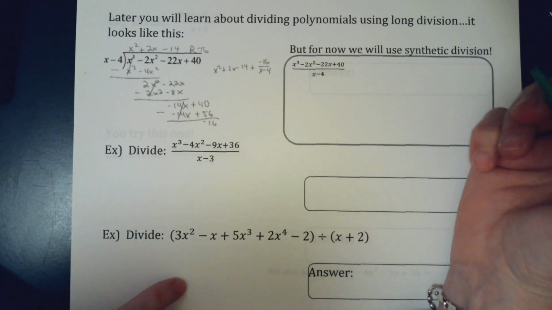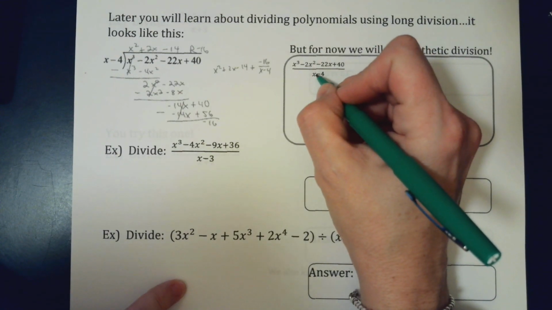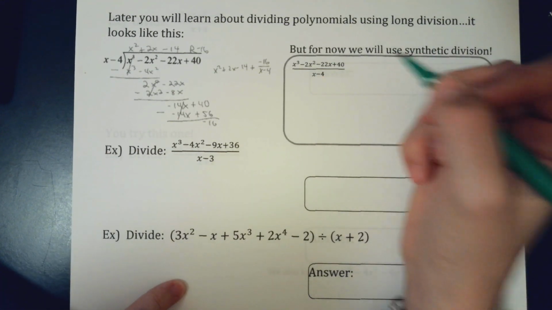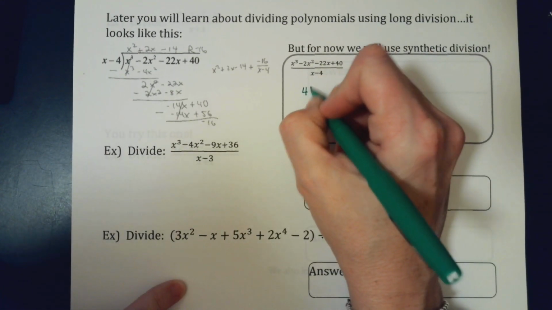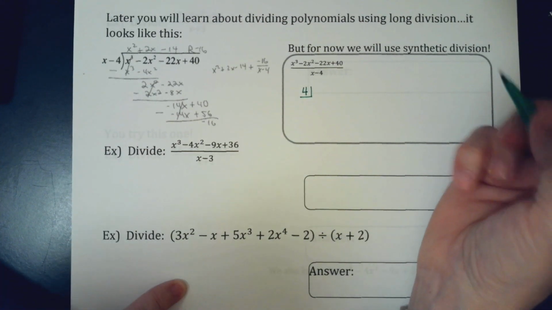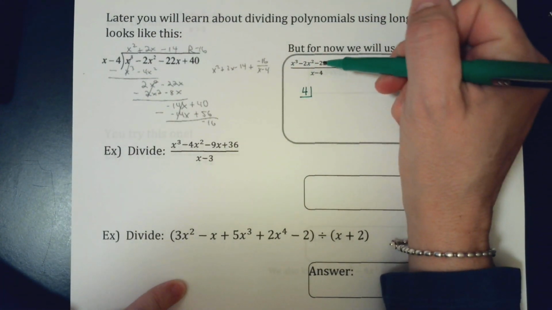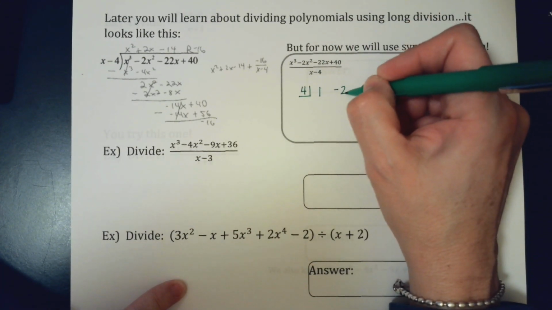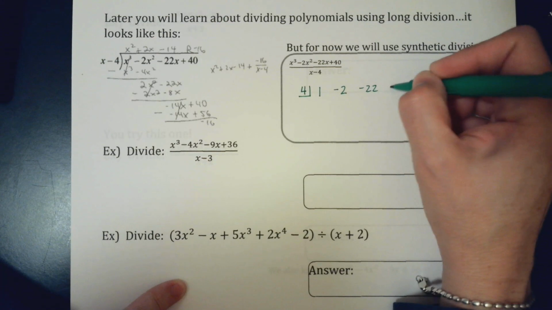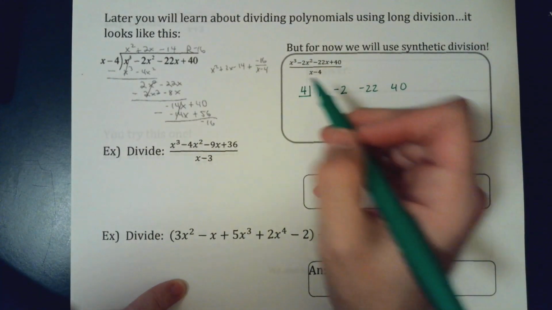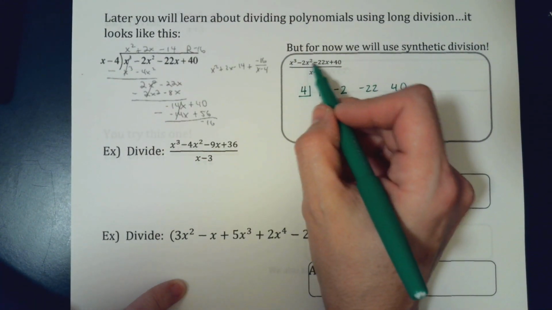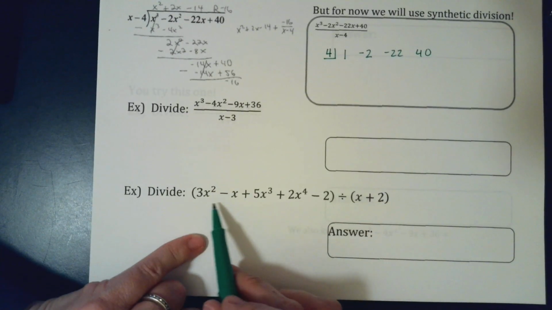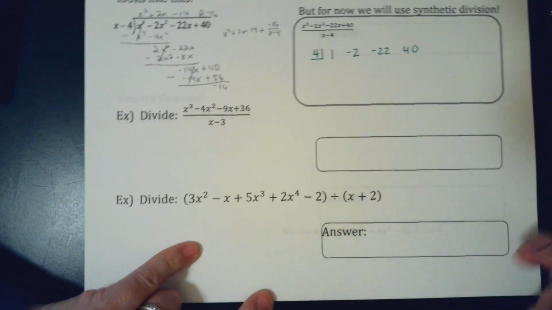All right, so here we go. What you do is look down here. You take the opposite of this number, basically the zero. So if it's x minus 4, then 4 is the zero. You put that number and put a little half box around it. Then you take all the coefficients from here. This is 1x to the third, so 1. It's a negative 2x squared, so negative 2, then negative 22, and 40. One important thing: these have to be in order, like 3, 2, 1, 0, third, second, first. Look at this one, all jumbled up. We're going to have to fix that first.